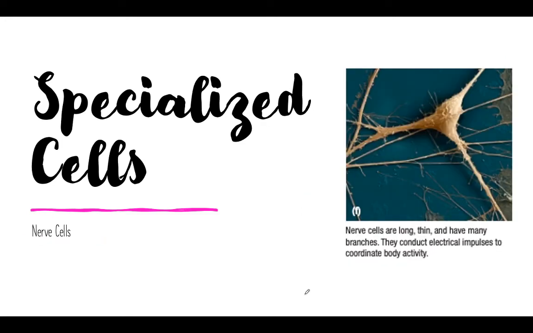Moving on from muscle cells, we've got nerve cells. So these are cells that are long and thin, and they have lots of different branches. Nerve cells are how our brain sends us signals throughout the rest of our body. They conduct electrical impulses to control body activity in any part of our body, right? That could be our hands or our legs or our lungs or our ears or eyes. All of these have nerve cells connecting all the way back to our brain. They have to be long and thin so that they can send these impulses very, very quickly.